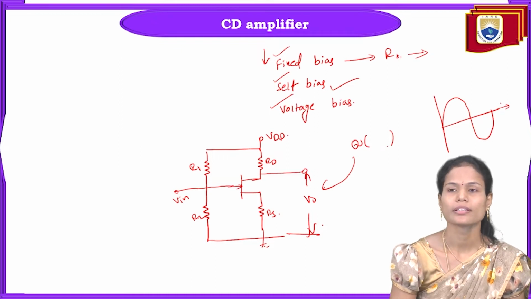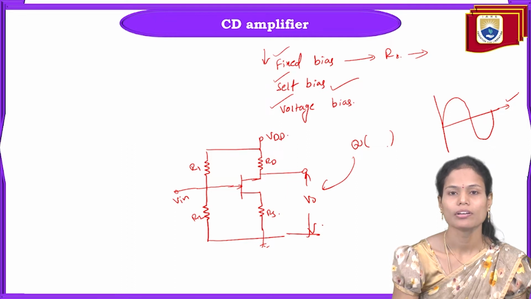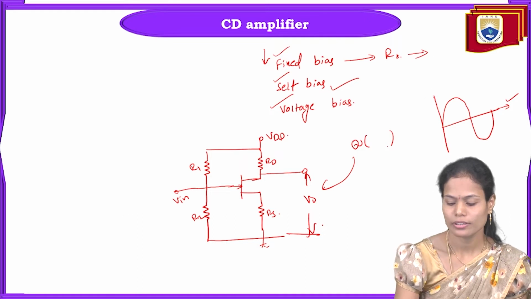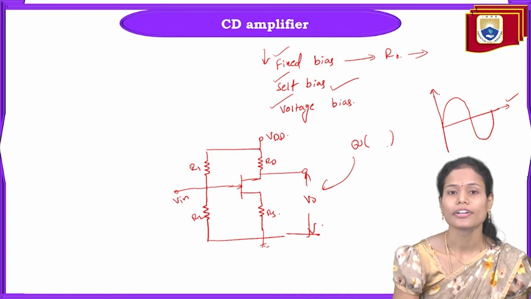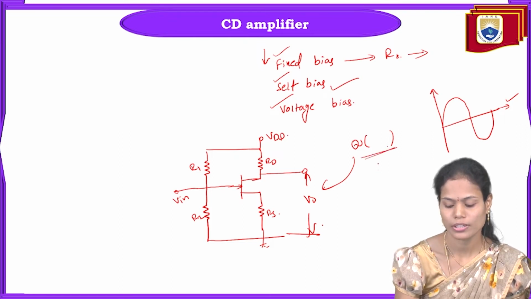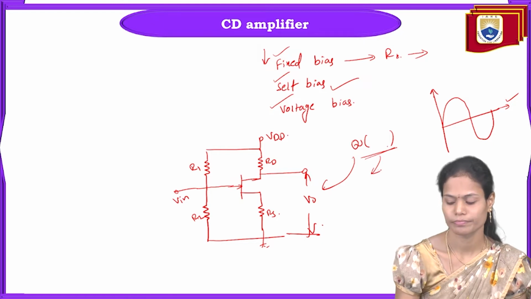So to make the signal a perfectly amplified signal, we have to provide the proper biasing here as well as stabilization. And we have to take the necessary conditions to provide the stabilization also, once we fix the proper operating point, so that it can be stabilized here.